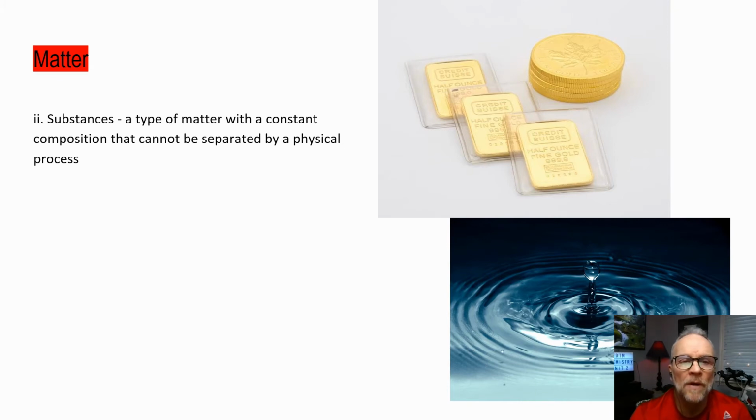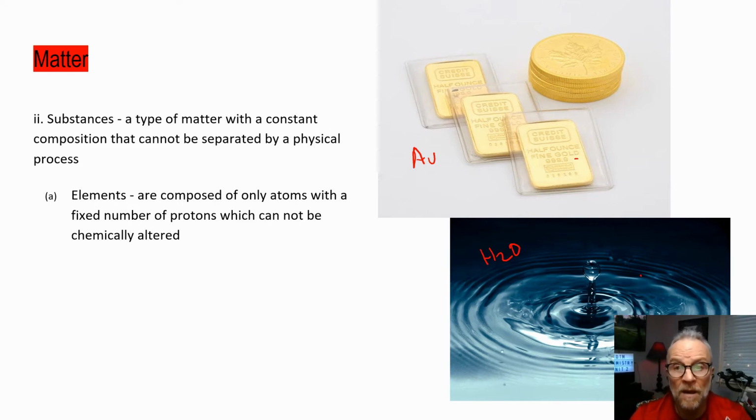Matter continued here. Substances, when we did our little flow chart, were on the opposite side of the divisions of matter, and substances have a constant composition and cannot be separated by a physical process. Here we have some examples: gold, Au for gold, and good old high quality H2O. These are examples of our different divisions of substances, which are elements and compounds.